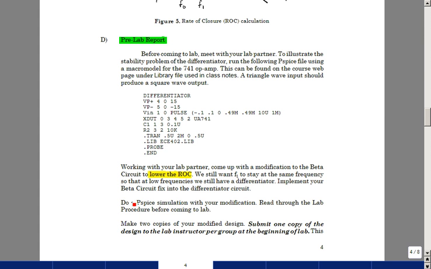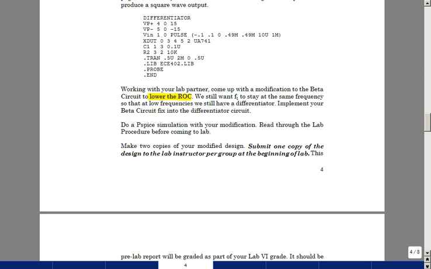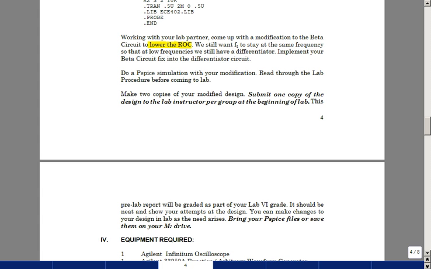So do a SPICE simulation of your improved circuit and bring that to lab. Make 2 copies of your pre-lab report and submit one of those to the lab instructor, and he'll use that in the grading of your lab. Maybe bring your SPICE files with you, and you can also then update them with your actual values of components. This is lab number 6, designing a stabilizer for a differentiator circuit.